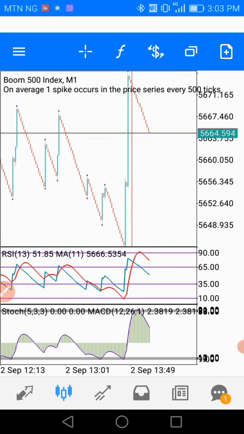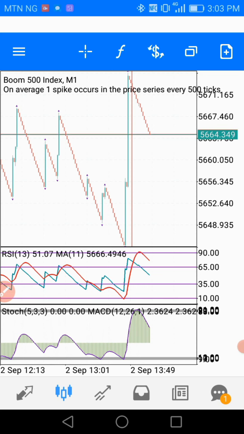At that point, you look at your indicator window 2 to see if the MACD main and signal lines are buried on the cloud levels of the stochastic oscillator. Then you execute your trade and take your 5 candlesticks maximum for 500 indices and 10 candlesticks maximum for 1000 indices. Those are the conditions, guys.